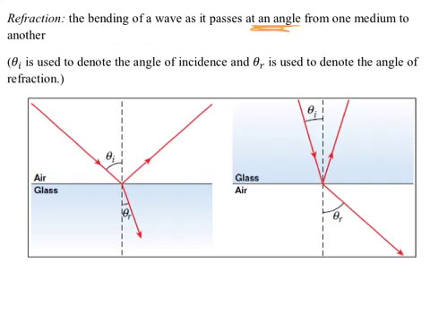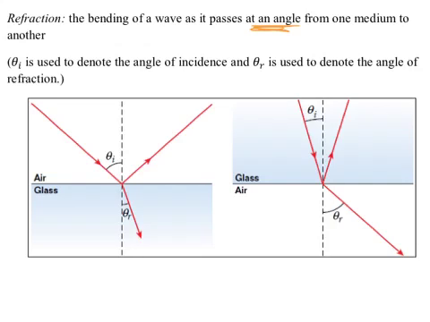So again, medium is what it's transmitting through. Theta I is going to be used to denote the angle of incidence, meaning the incoming angle. Similar to yesterday, we called that just theta. Then some of the light gets reflected, some of it passes through. When it passes through, it's passing through at a different angle, theta r. And we're going to call that the angle of refraction.